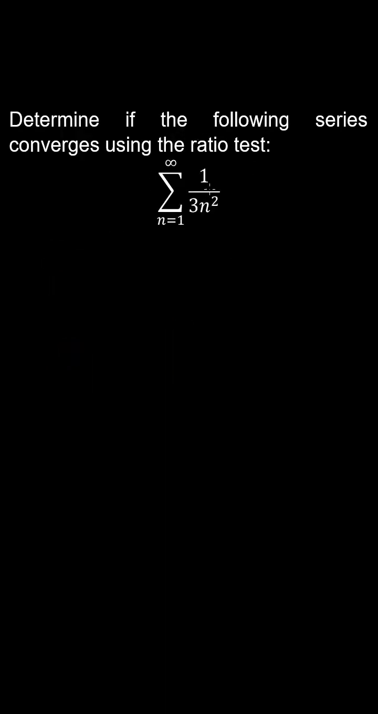Let's determine if this series converges by the ratio test. You may recognize that this is a harmonic p-series with p greater than 1, so we know that it's going to converge. But let's see if the ratio test can come to the same conclusion. So we take the limit as n goes to infinity of the ratio of the next term in the series to the current term in the series.